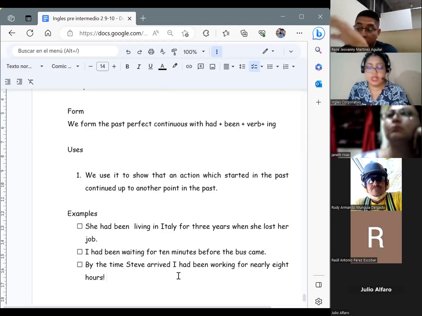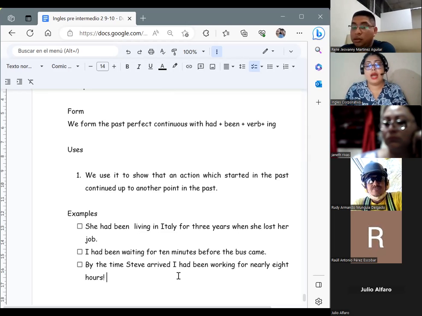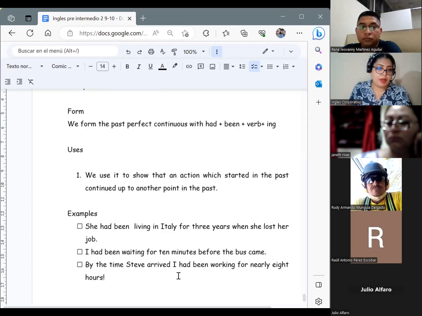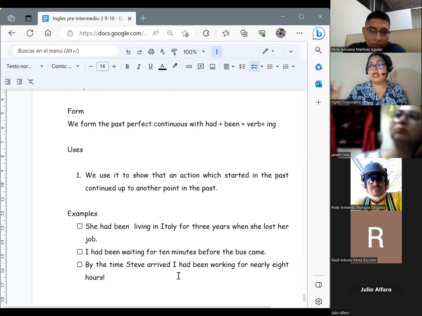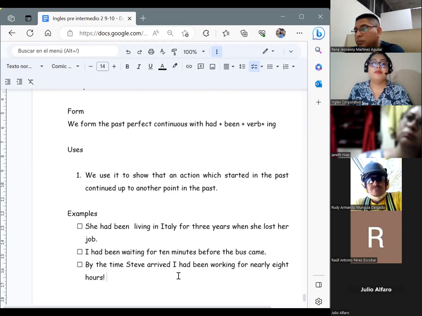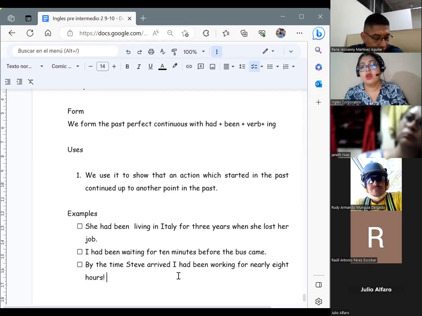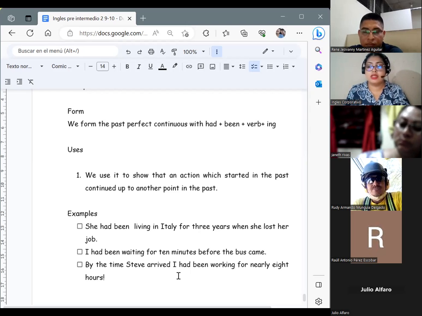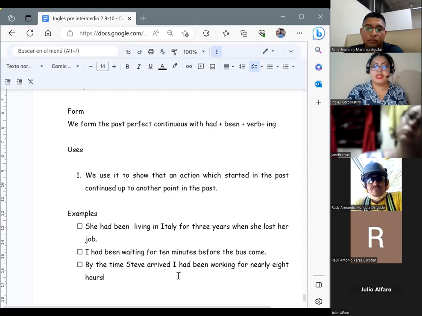So in that case, we have one action in the past and now we have another one happening in the past also. Next one, I had been waiting for 10 minutes before the bus came. Había estado esperando por 10 minutos cuando el bus apareció. Ya tenía 10 minutos, ya estaba realizando una acción y luego pasó otra. ¿Qué fue que el bus llegó al final? And the last one, by the time Steve arrived, para el momento en el que Steve llegó, yo había estado trabajando por aproximadamente 8 horas. So that's why we're using this structure like this to have two different actions that happened in the past that maybe have a relation with the things that we're saying.